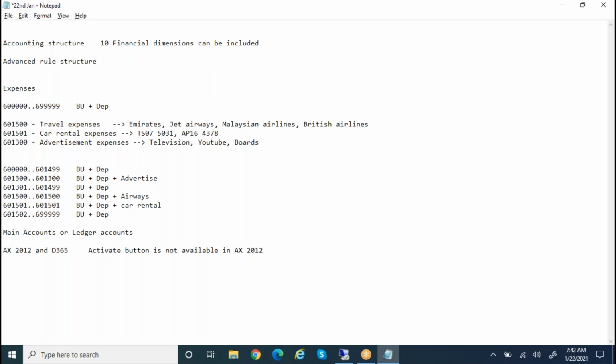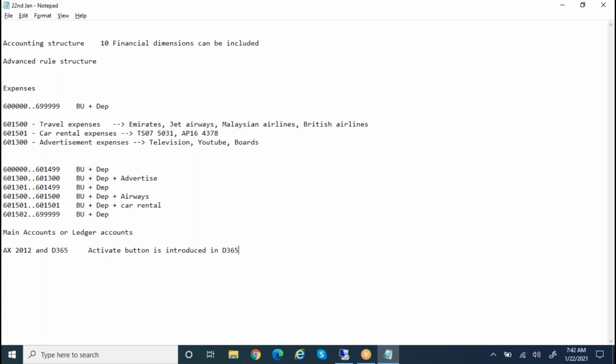Just like customer and vendor, how you are creating them, we are not doing any activation process, we just proceed. It is the same kind of thing in 2012, whereas in D365 the activate button is introduced. To be frank, you can write it like this: the activate button is introduced in D365. That is a major change. The differences between 2012 and D365 I will explain in a separate session. Now, it is one of the major changes.